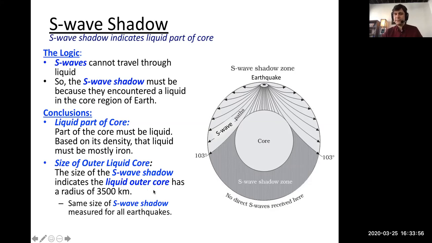So now we have that from the center to here is 3,500 kilometers. We know the size of the core. The S wave shadow tells us that we have a liquid part of our core, and it gives us the size of the core from the center of the Earth all the way out to 3,500 kilometers. Thank you, S wave shadow. That's really, really powerful information just from measuring earthquakes.